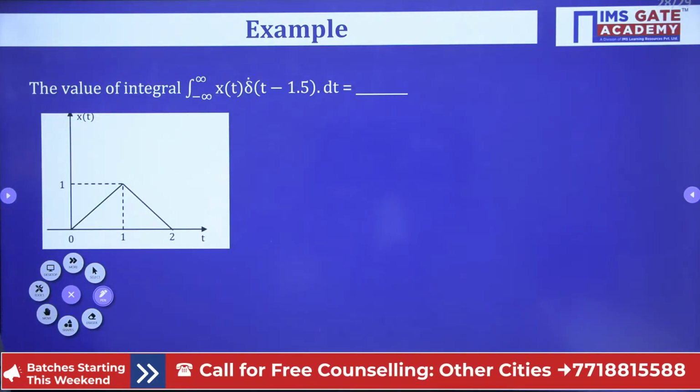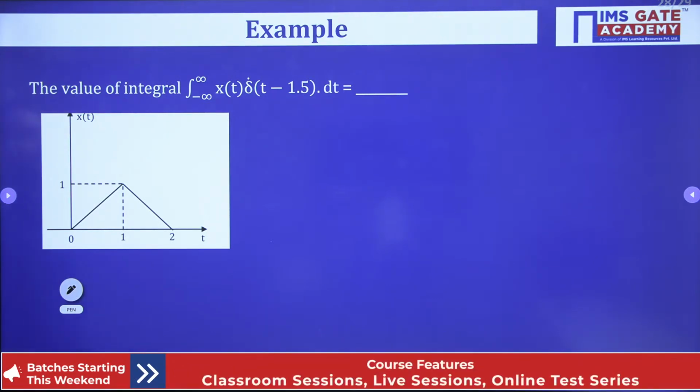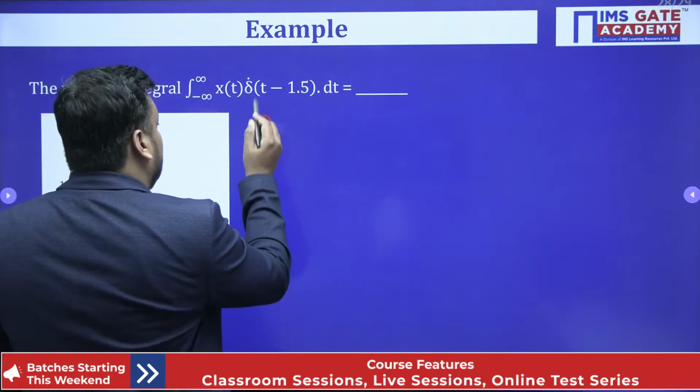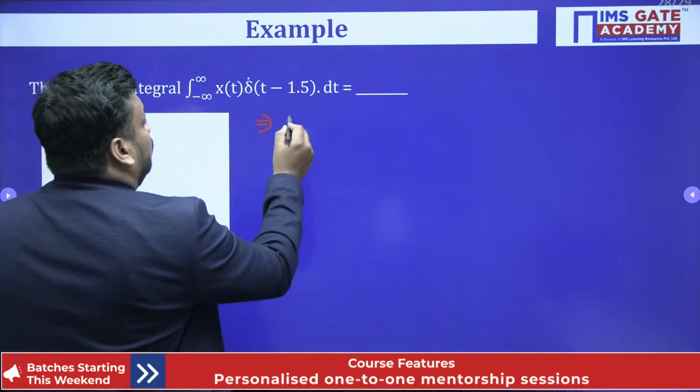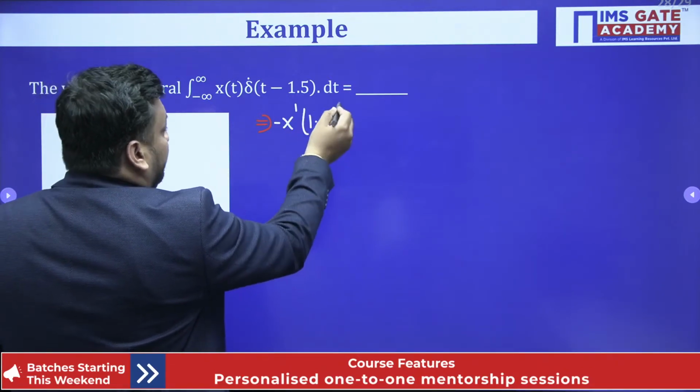चलिए बच्चों, just let me know how to solve this. Integral from minus infinity to infinity of x of t times delta dash of t minus 1.5 dt. Do you know the property of the doublet signal? Here we have a doublet. So the answer is nothing but minus x dash of 1.5. This is the only answer.